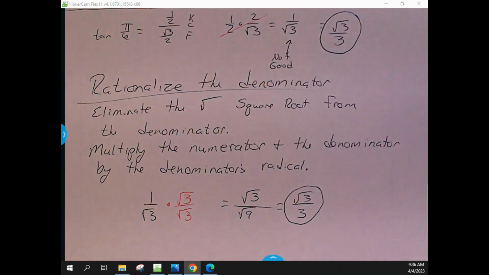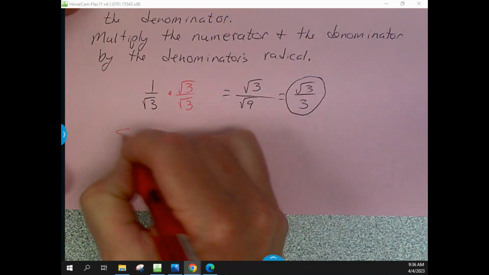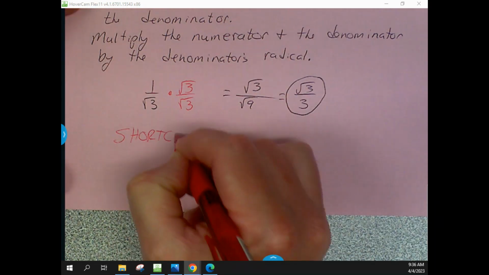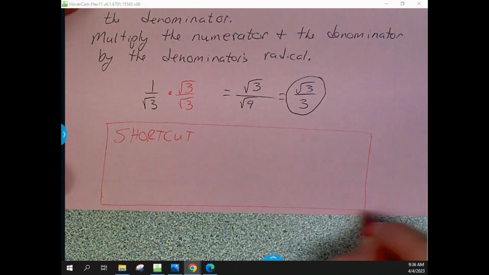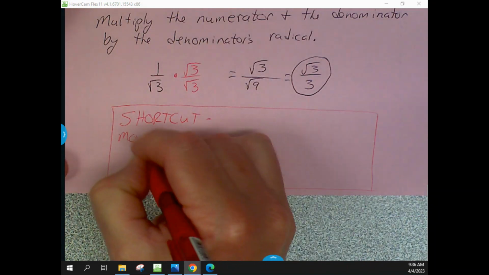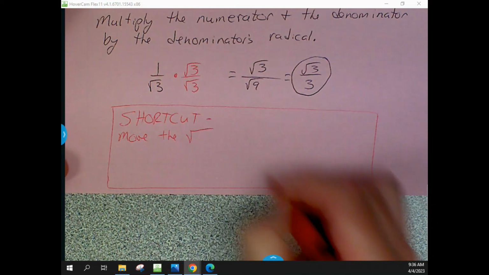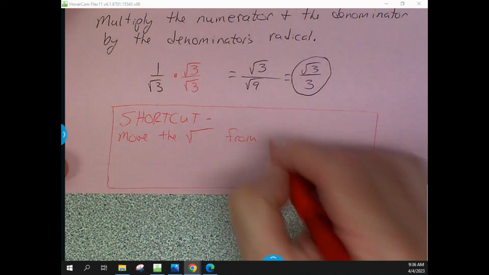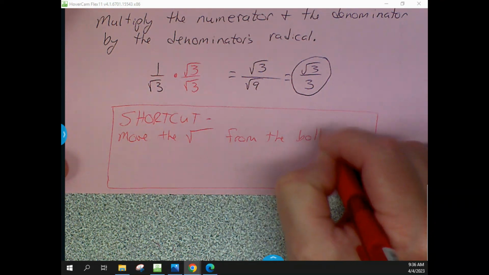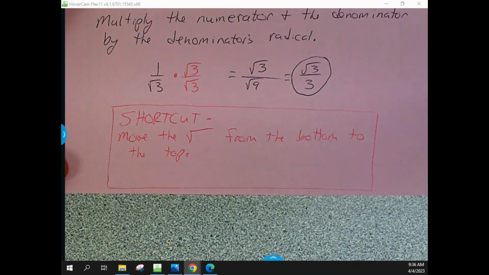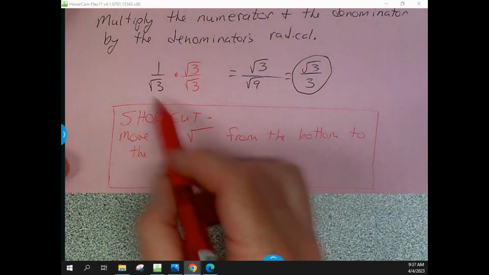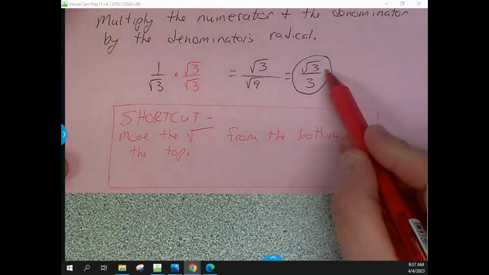All right. Now here's the shortcut. If you want the shortcut for this one, it's not terribly long, but here's your shortcut you can do. You just move the radical from the bottom to the top. So in this case, we took the square root of 3 we had here, we moved it from the bottom, and now we've got square root of 3 in the top.